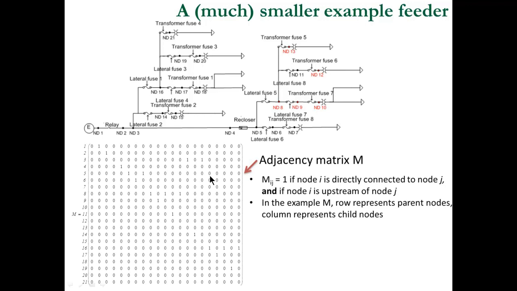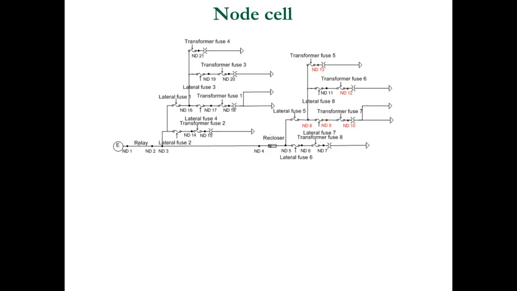So similarly, you can see for any other node, all the entries correspond to whenever they are upstream of the corresponding child node. From the adjacency matrix, we can also trace the path from any node all the way to the substation node, and enter all the upstream nodes going from the given node to the substation, and those are entered under a node cell in our MATLAB code, which I will demonstrate shortly.